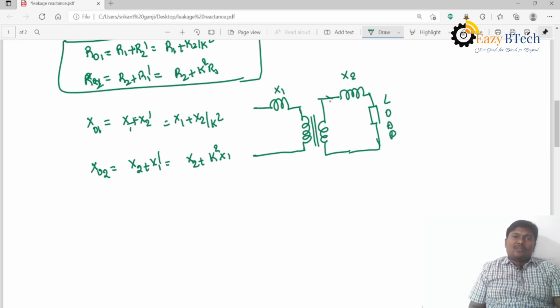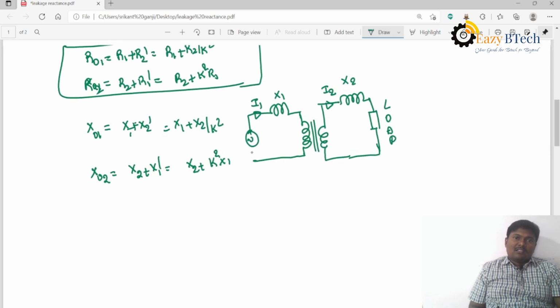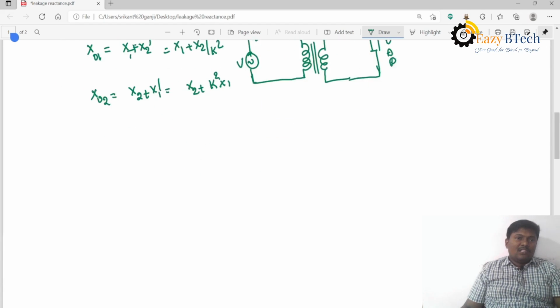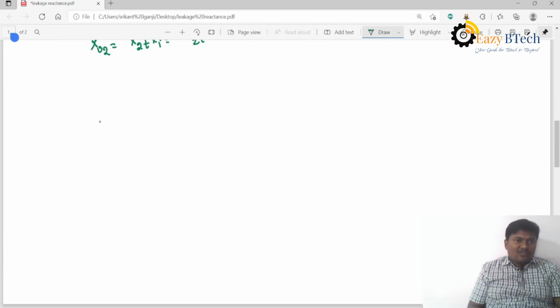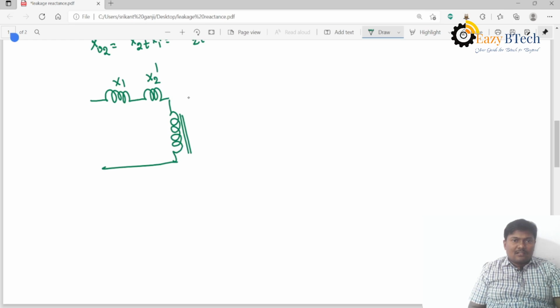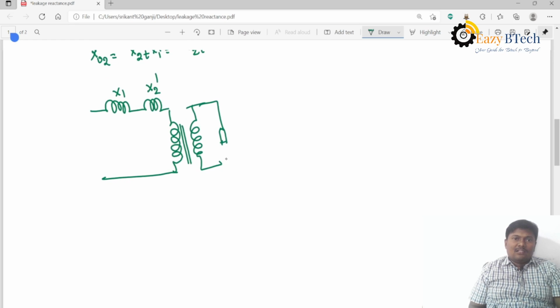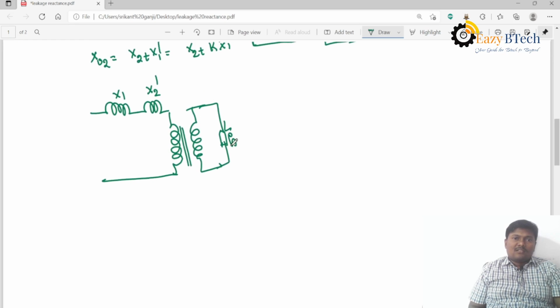The current which is flowing through this load is I2. The current drawn from the supply is I1. The supply voltage is V. If you want to shift the secondary winding leakage reactance to the primary side, it now becomes X2 dash. So this is the same story that we discussed in the previous lecture.